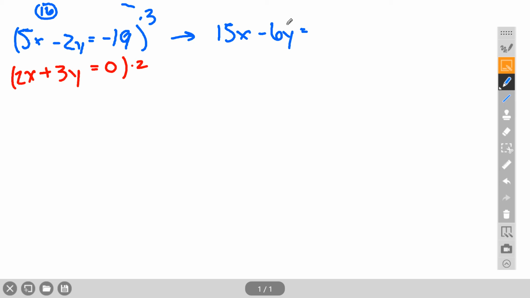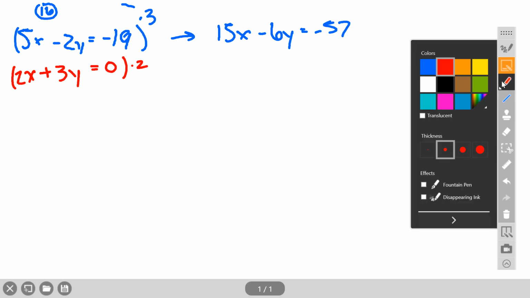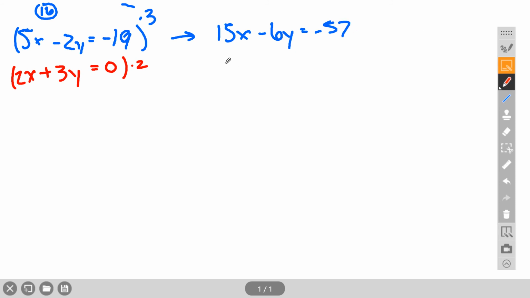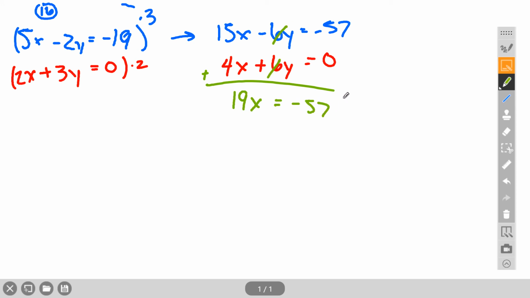And it is 57. Okay, so negative 57. And then my second equation becomes 4x plus 6y equals 0. Alright, I'm going to add these together. So I get 19x, these y's cancel, equals negative 57.